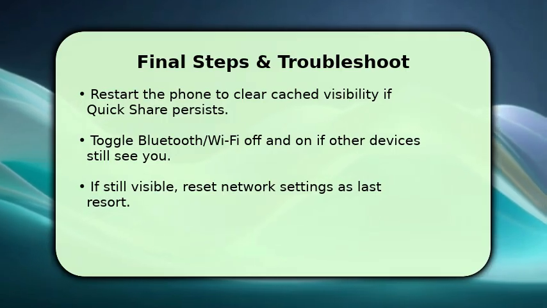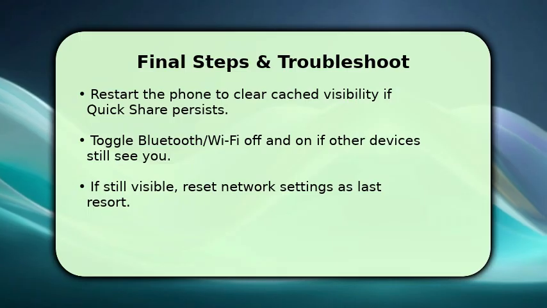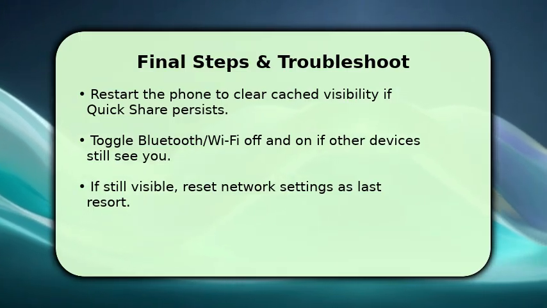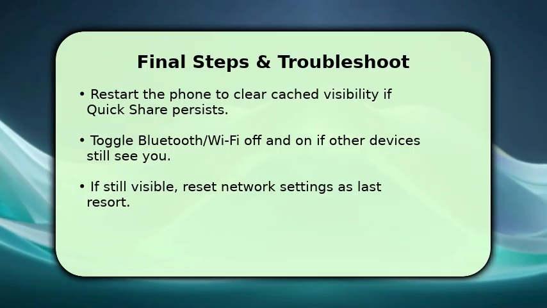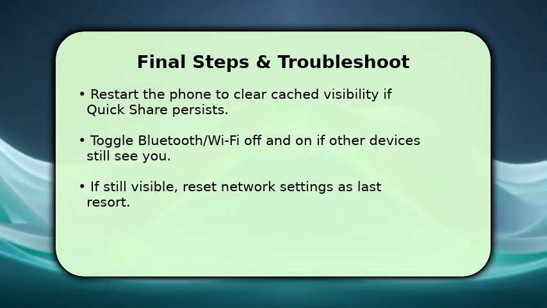This removes saved networks and Bluetooth pairings, but clears any stubborn sharing state. If problems continue, check for system updates. Once updated, reapply the Quick Share off toggle and confirm it sticks.